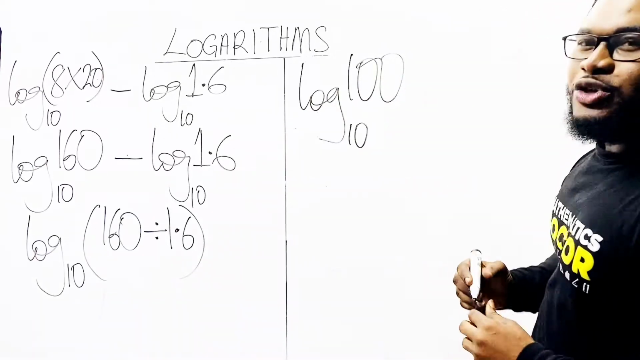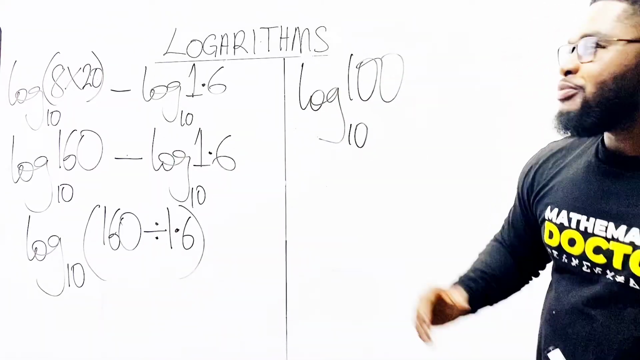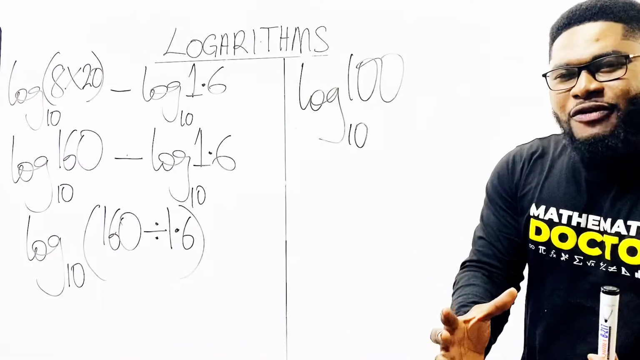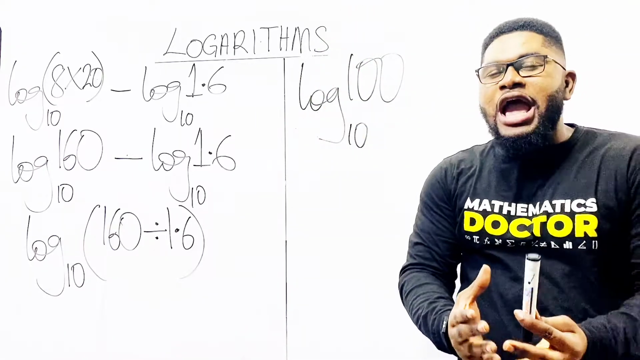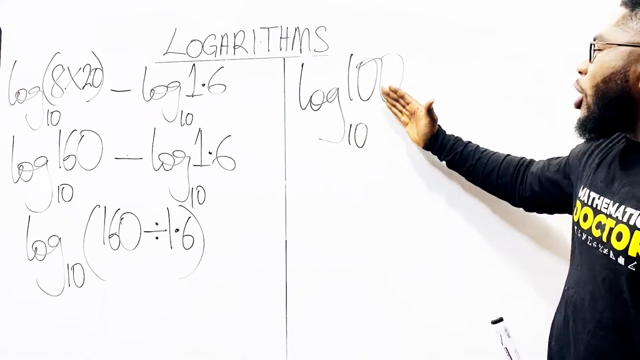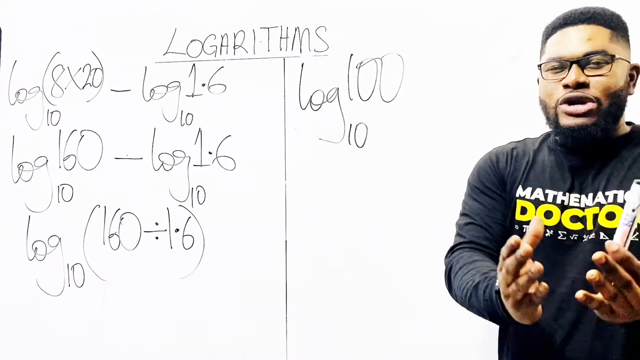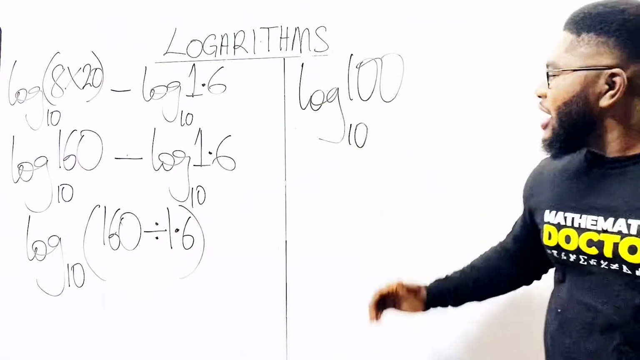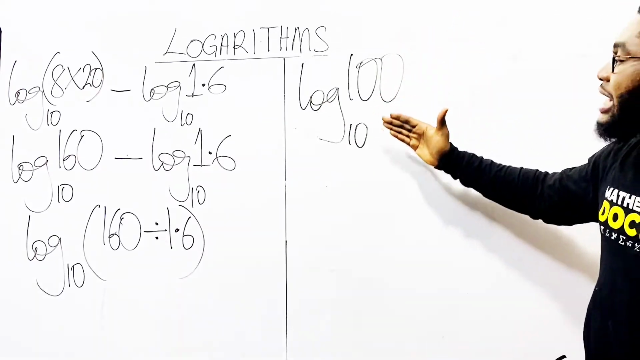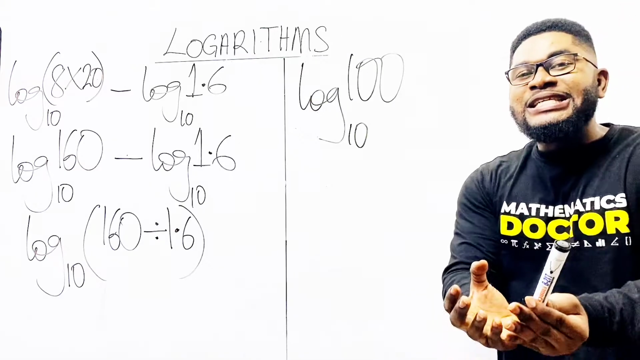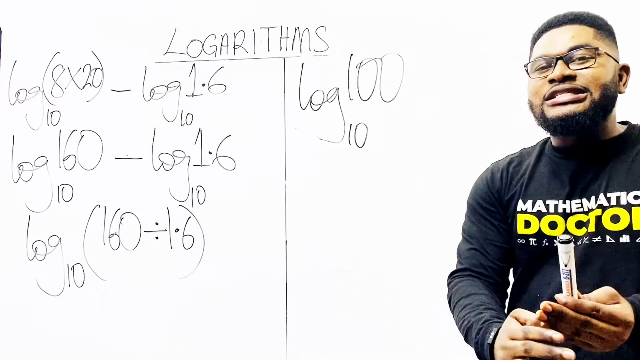Now at this point, you will ask yourself the final question. I have a final log. From the beginning, we learned that not all logs can be converted into a whole number. Now, can log 100 base 10 be converted into a whole number? That question can be answered this way. Can 10 as a base be raised to any power to give you 100? Or can 10 as a base multiply itself a certain number of times to give you 100? And the answer is yes.